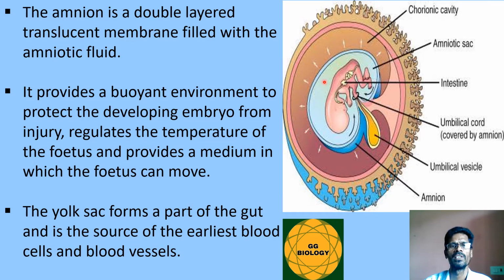And this amniotic fluid is responsible for keeping buoyancy, and it also protects the developing embryo from injuries, helps in regulation of temperature, and provides a medium in which the fetus can move. So all these functions are carried out by the first protective membrane known as the amnion. And the second is the yolk sac. The yolk sac forms a part of the gut and is the source of the earliest blood cells and blood vessels. Usually it forms a part of the alimentary canal or the gut, and it is also responsible for the earliest blood vessels and blood cells.